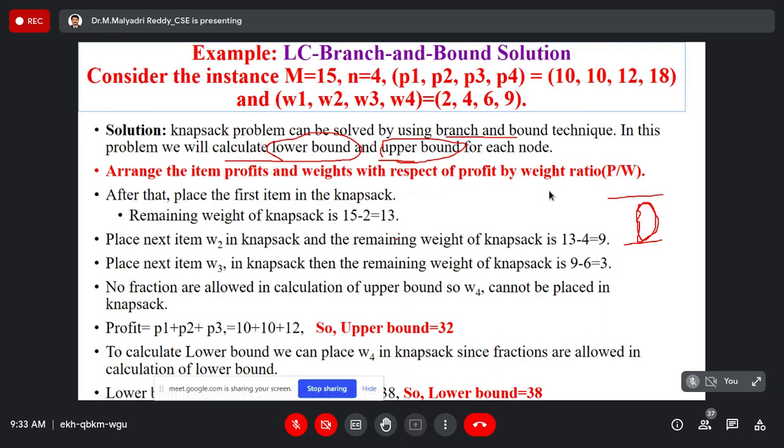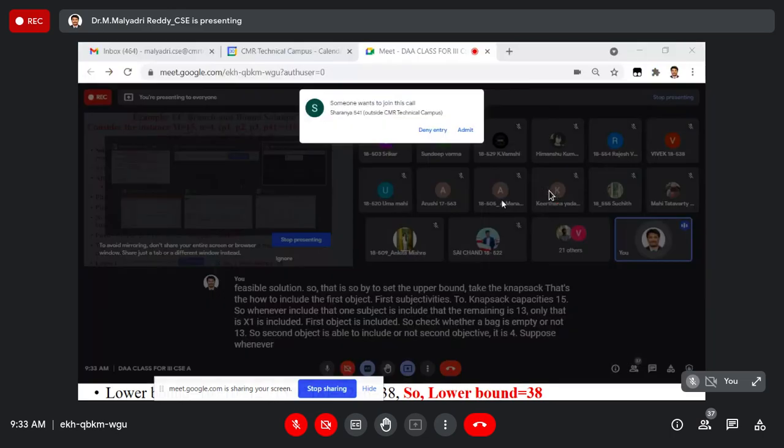To set the upper bound, take that knapsack. First I have to include the first object. The first object weight is 2. Knapsack capacity is 15. So whenever you include the first object, the remaining is 13 only. That is, x1 is included. So check whether the bag is empty or not. It is 13. So can the second object be included or not? The second object weight is 4.